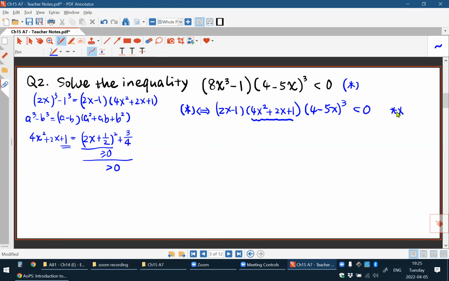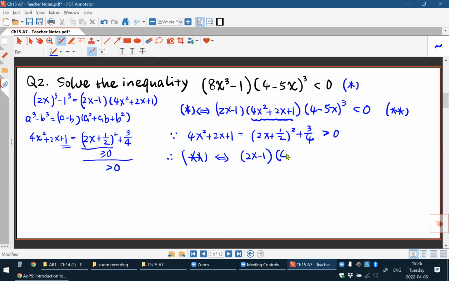So let's call this double asterisk. Then we can say because 4x squared plus 2x plus 1 equals 2x plus 1/2 squared plus 3/4. And this number is actually always greater than 0, right? Therefore, if we divide both sides by the double asterisk, because this number is always greater than 0, that doesn't change the inequality symbol here, right? So the double asterisk is equivalent to 2x minus 1, then 4 minus 5x cubed less than 0, right?